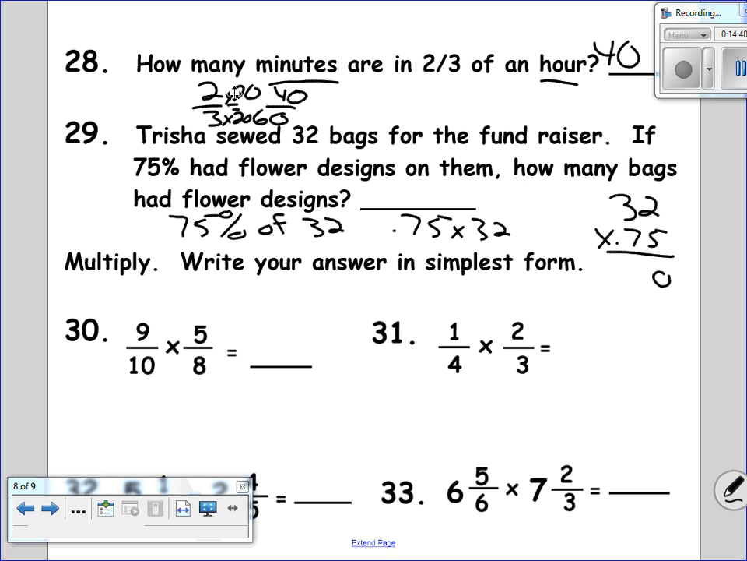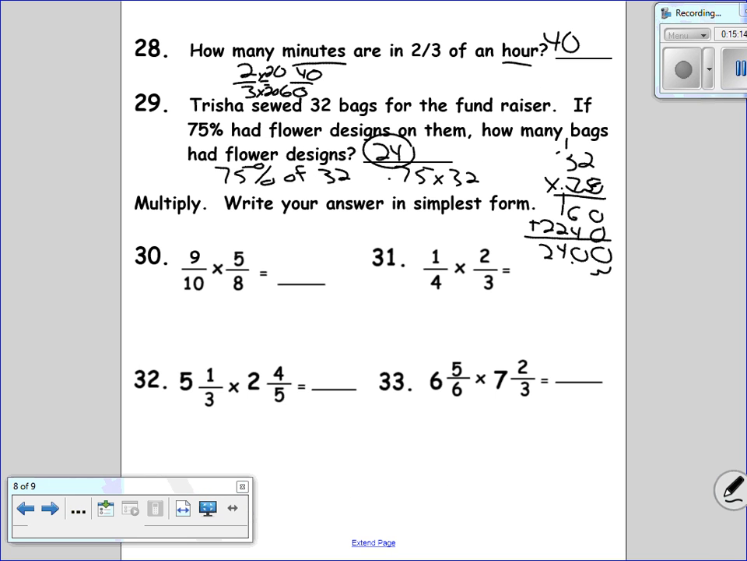We got 10, 15, 16. I'm going to erase that 1 up there so you don't get confused. A place value holder. 7 times 2 is 14, 21, 22. Add these up. 0, 10, 4, 2. 2 decimal spots. 2 decimal spots. 24 would be 75%. All right, let's take a look down here.